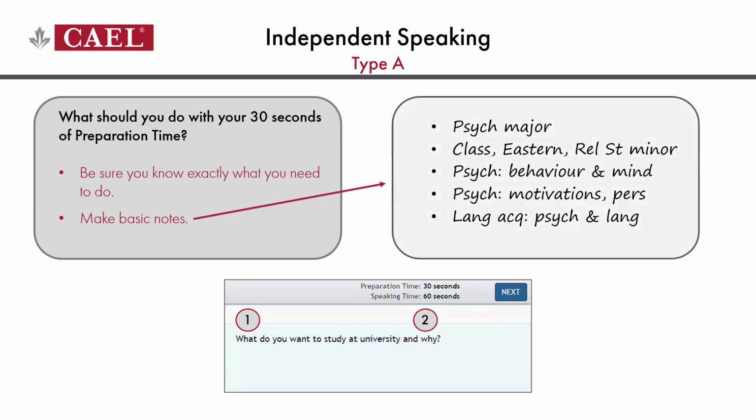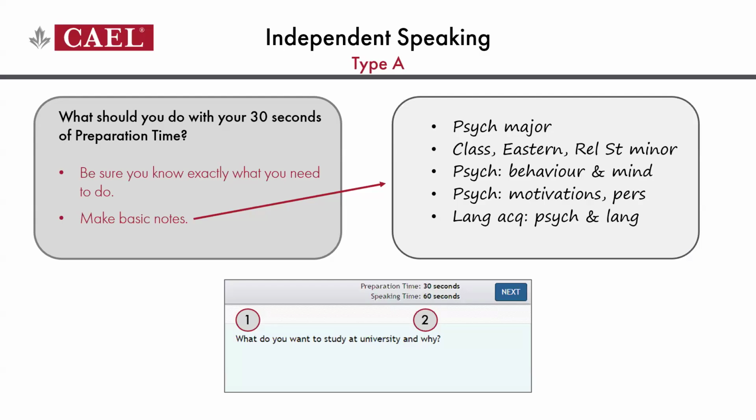So here are the notes that one female CAEL test taker took down before she started to speak. So I'll just maybe read out the ideas presented in her notes. She's using short form, which of course we'd have to do because 30 seconds is really quick. So you won't have time to write out full sentences, etc. But just looking at the notes that she's made, I can see that she wants to take psychology, and that would be a major. Her second line down, though, speaks about a minor, and I think it's classics, something to do with Eastern classics. I'm not really sure what the rel st means, but classics to me looks like her idea.